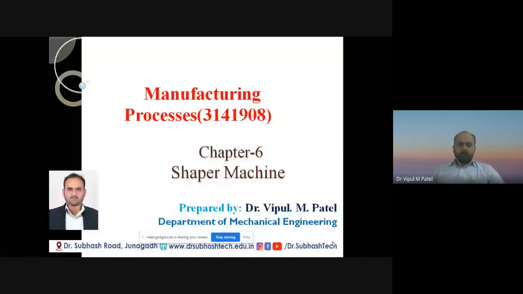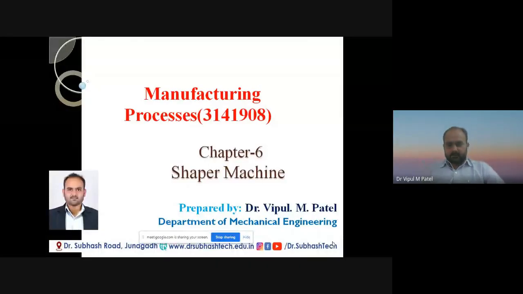Okay, today we are going to start chapter number 6, that is Shaper, Planer and Slotter. In the previous lecture we already completed chapter number 2, that is metal cutting lathe, right? So today we are going to start chapter number 6, Shaper, Planer and Slotter from the manufacturing processes. But first of all, we will complete the shaper machine.